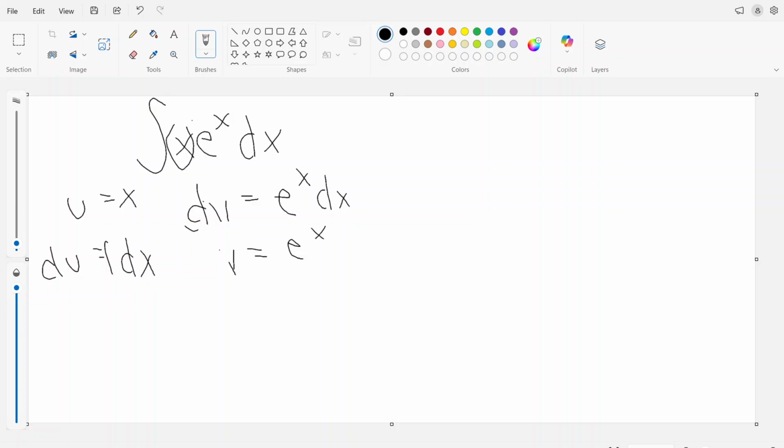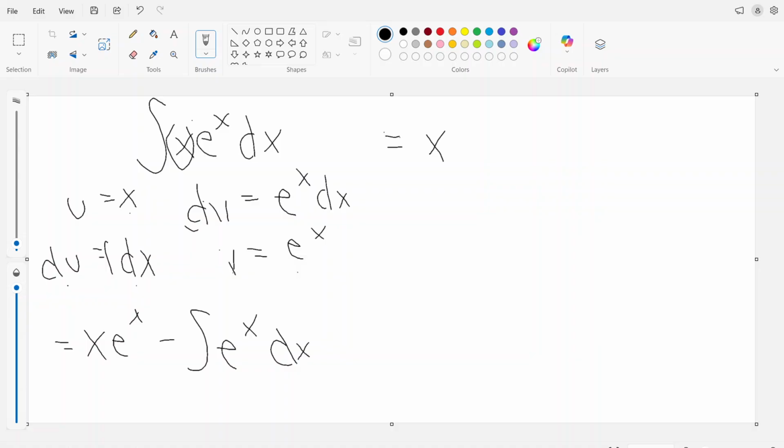So now we can finally plug things into our formula, the uv minus the integral of v du. So then when we do that, it's u times v, so x times e to the x, minus the integral of v du. So this will become e to the x, and then du is just dx, so dx. Now we can just simplify and finish it off.